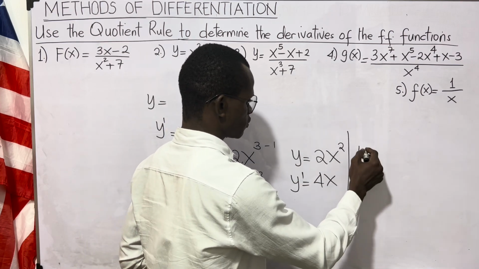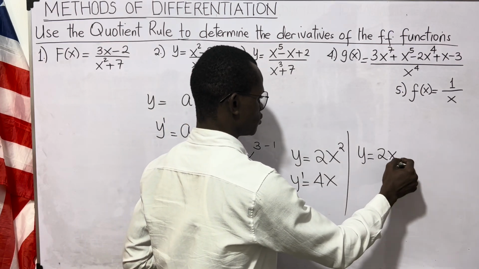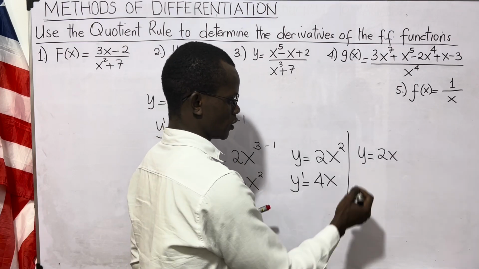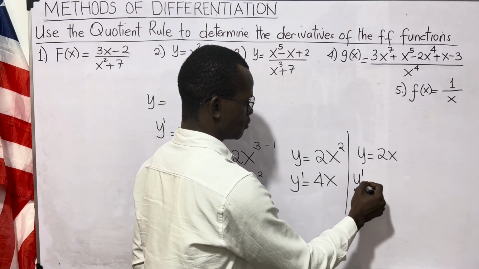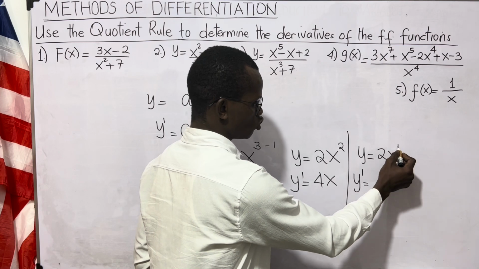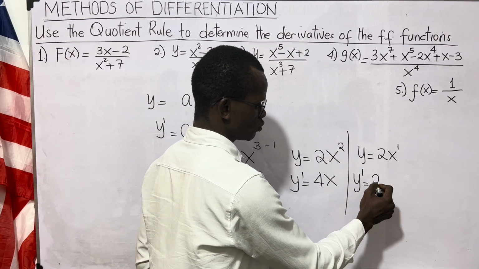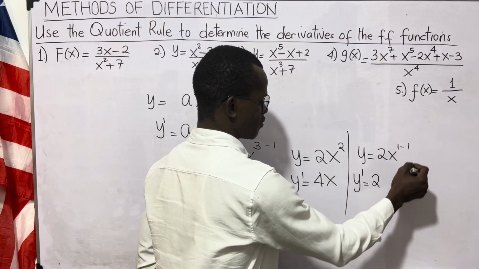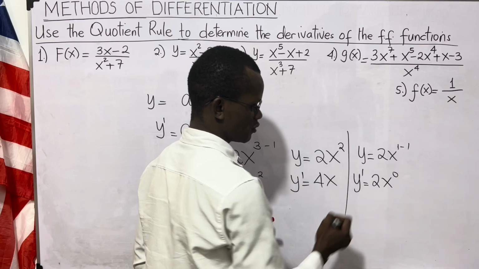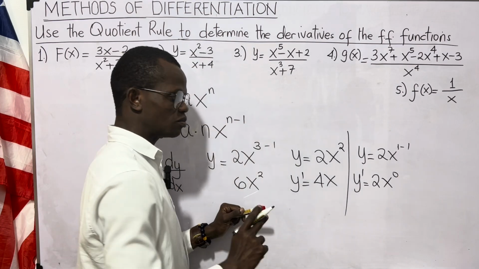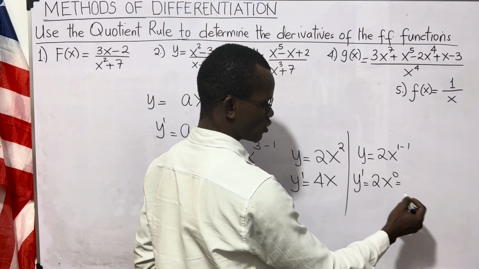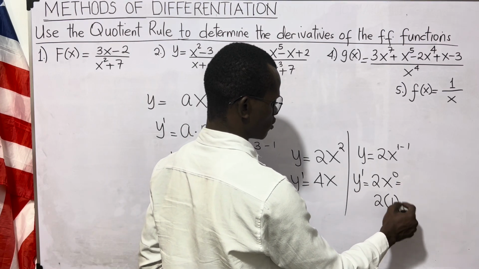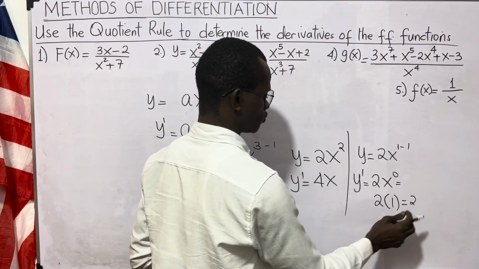What if it was y equals 2x to the first power? So this now will be y prime. The power here is 1, so 1 times 2 is 2. When we subtract 1 from the power, we get x raised to the power 0. And any expression raised to the power 0 is just equal to 1. So it's like saying 2 times 1, which is just equal to 2.